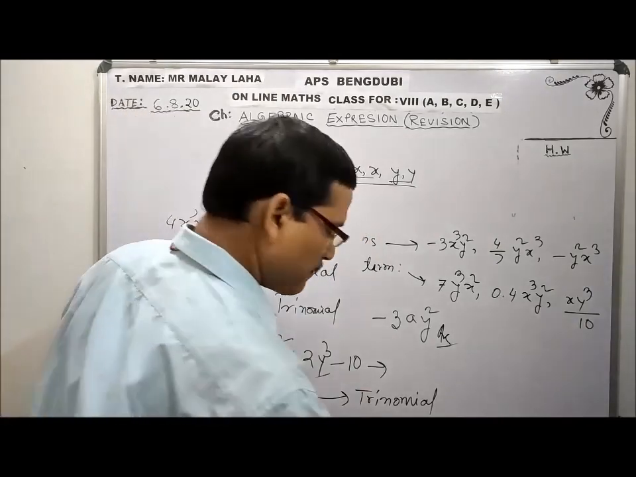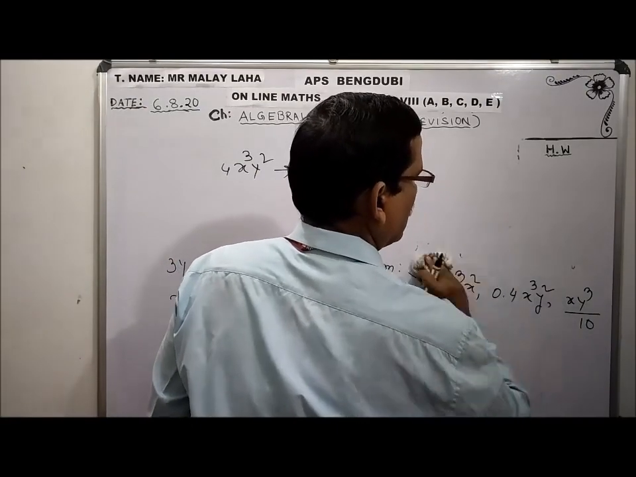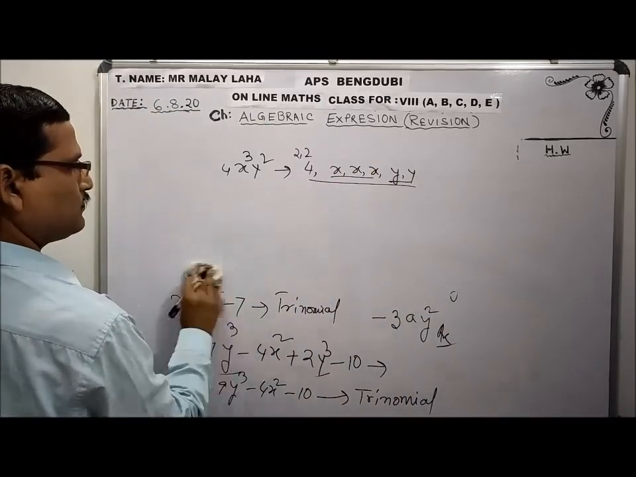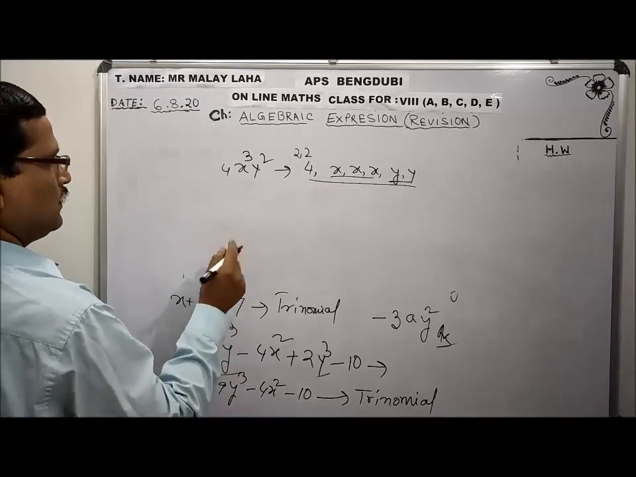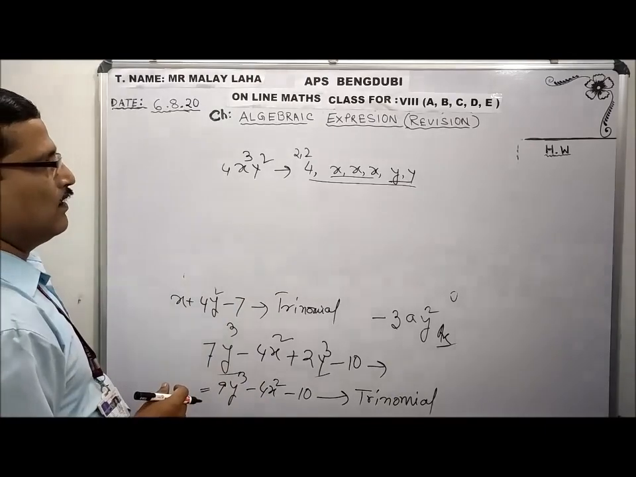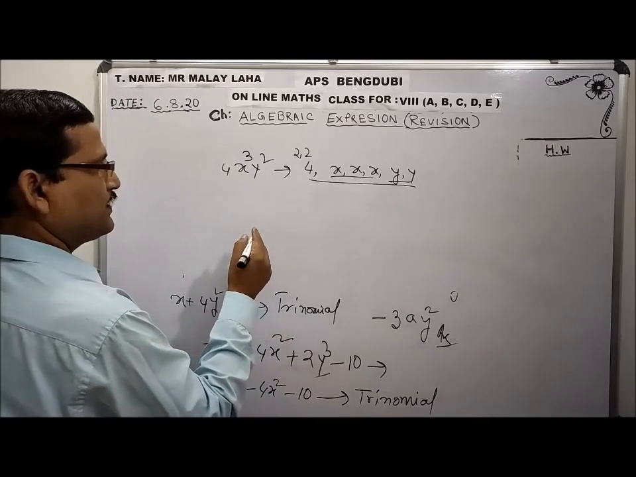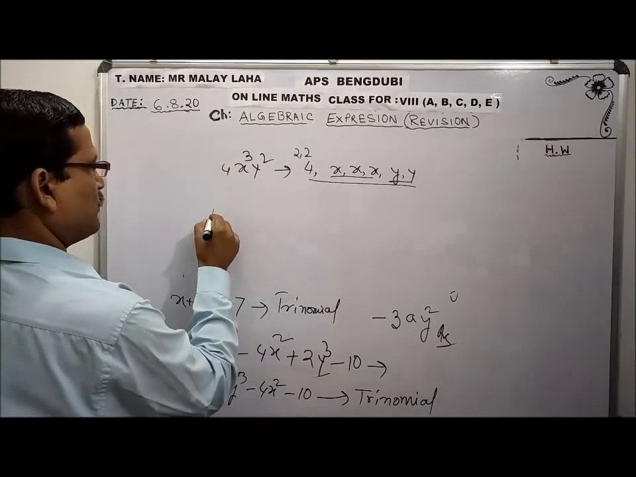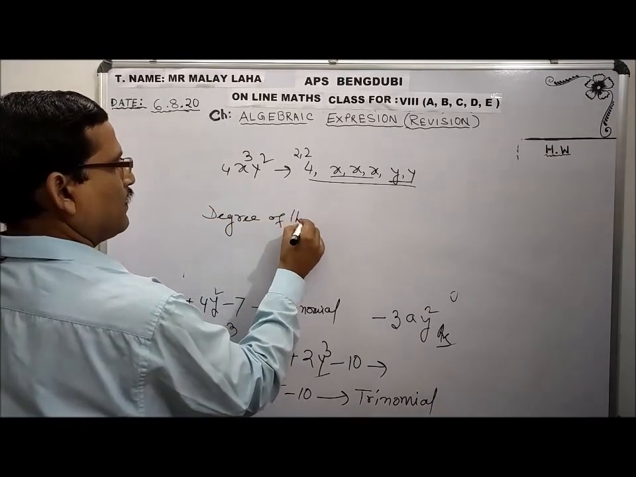Okay. Now one important part again I am telling you, which may come in your periodic test 1. So this one is the literal factors. Okay, degree of the polynomial. Degree of the polynomial.